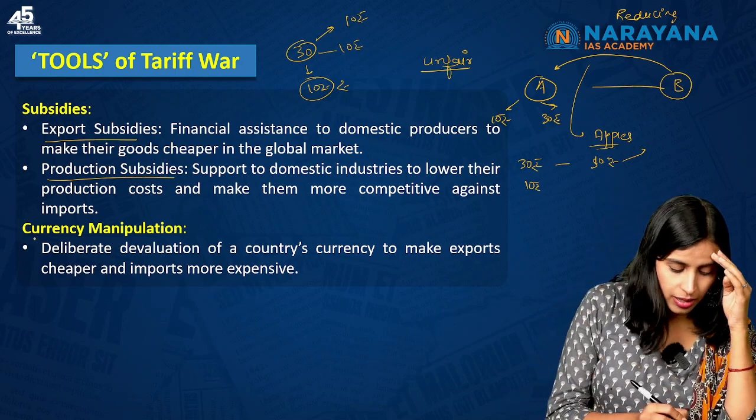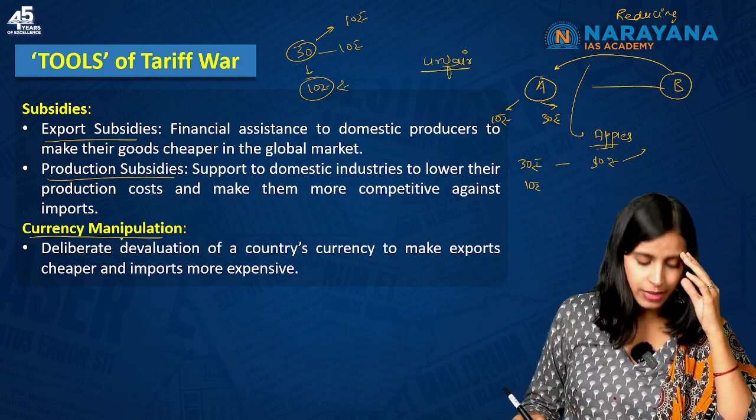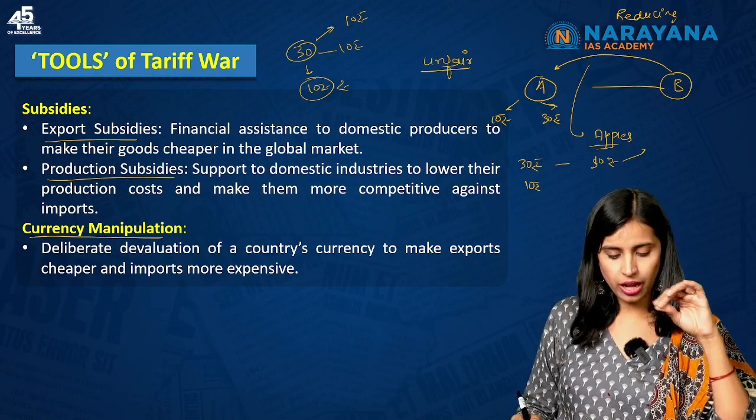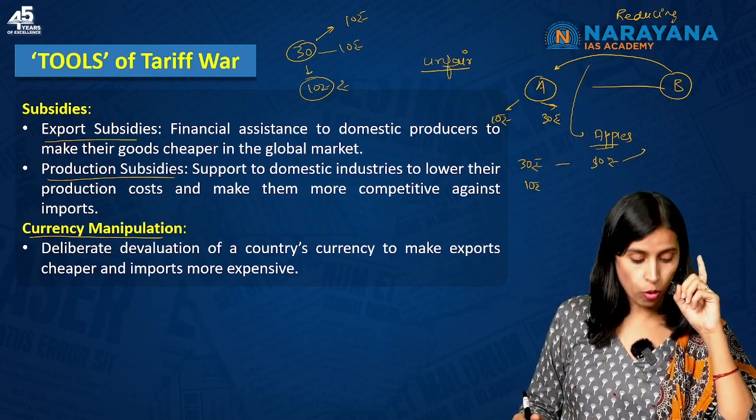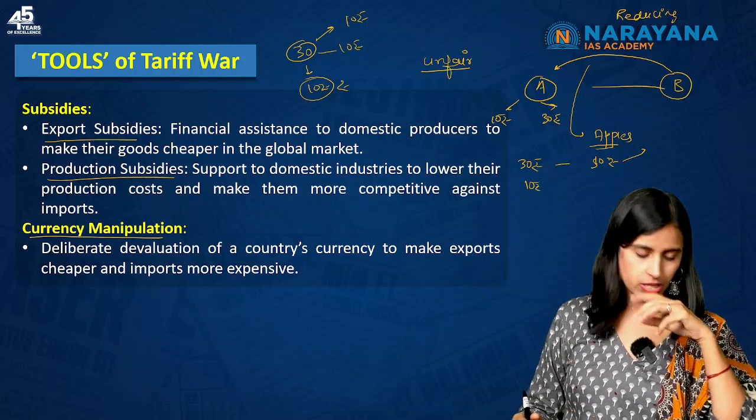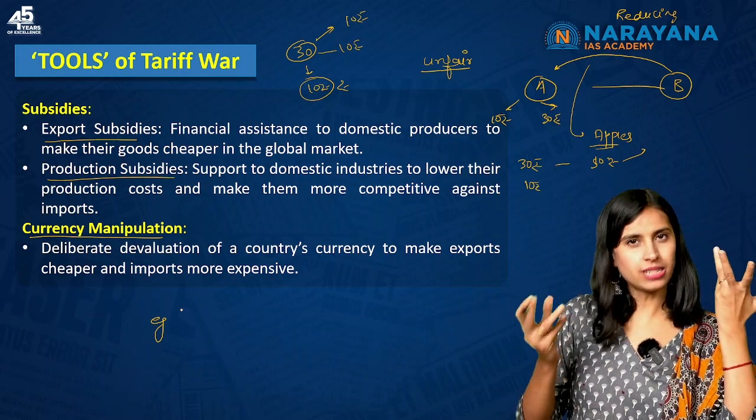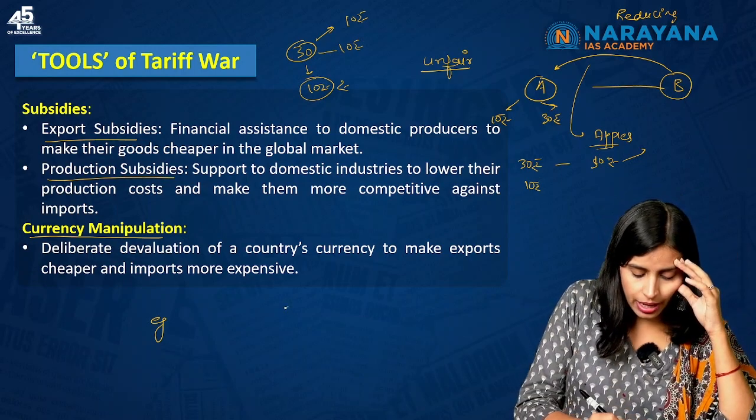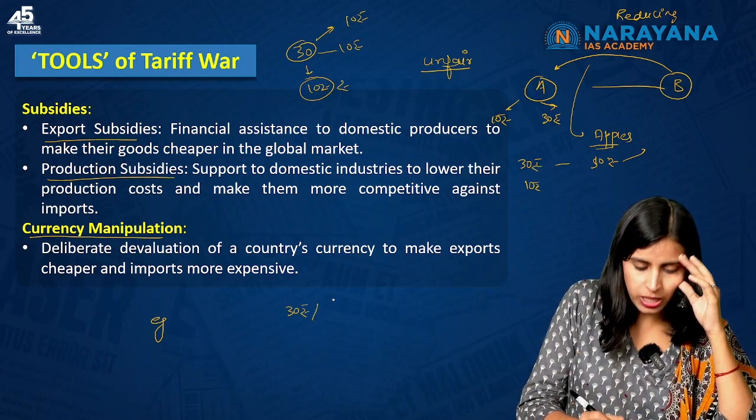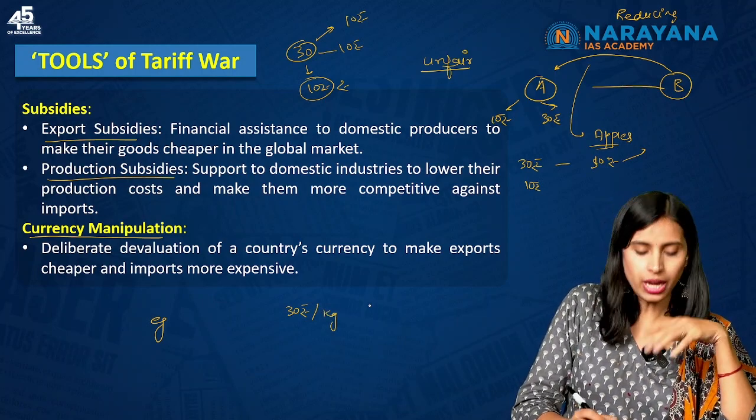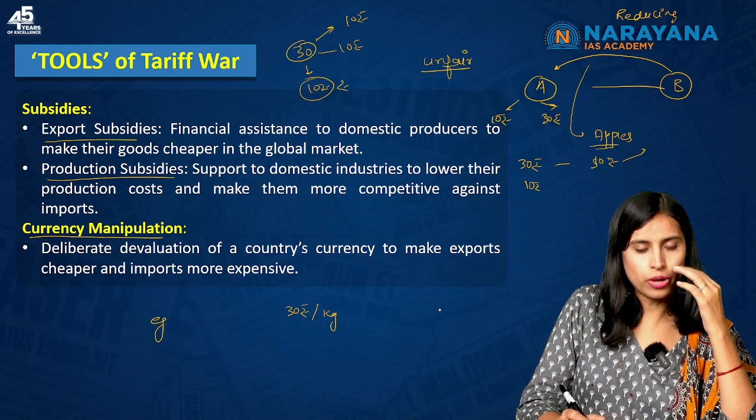And then there is another mechanism, that is currency manipulation, where countries deliberately devalue their currency in order to make their exports cheaper and imports more expensive. The example over here is, well, let's take a very hypothetical example and start with the apple only. Maybe an apple costs 30 rupees per kg. Here the subsidy is not given, 30 rupees per kg. So you'd have to expend 30 rupees in order to get an apple.